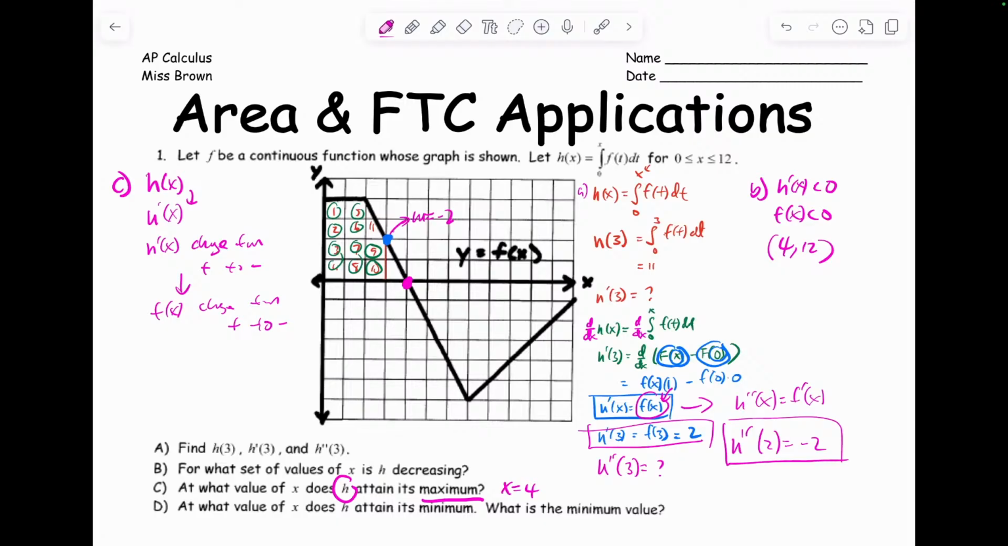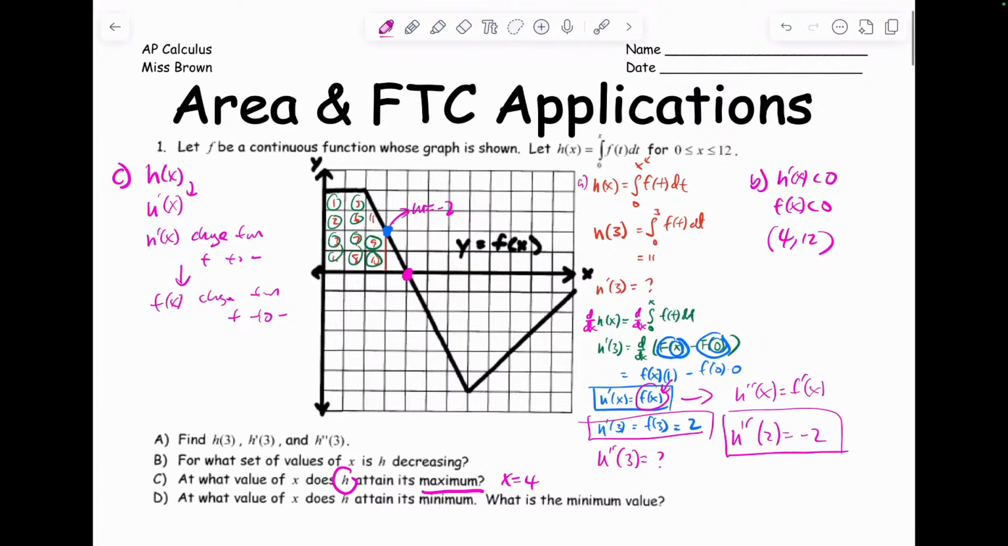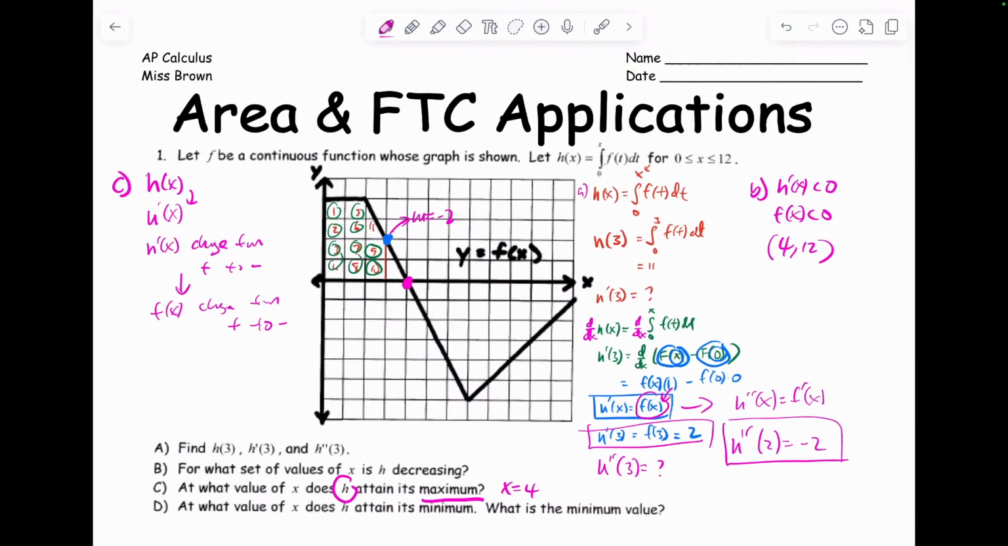It's not asking f. It's asking h of x. In order to ask h of x, we need to know h prime of x. H prime of x is equal to f of x, same thing. So look at what we established here: f of x equals h prime of x. So that means it's negative if it's below the x-axis, so it's actually from 4 to 12.